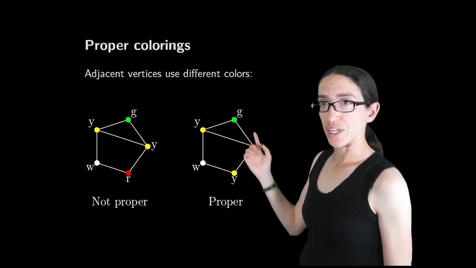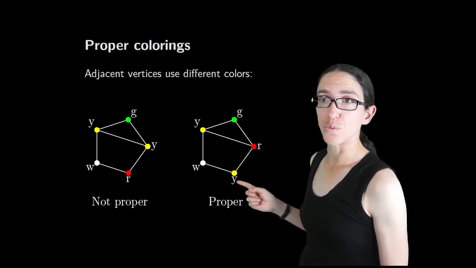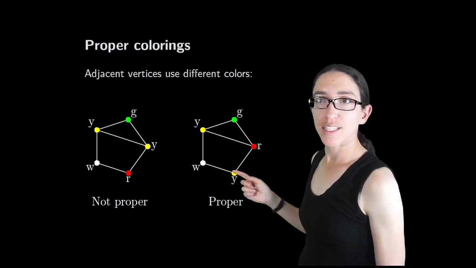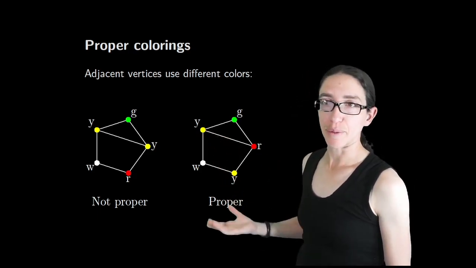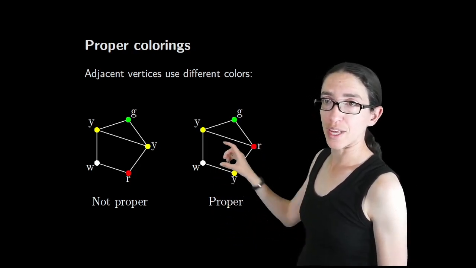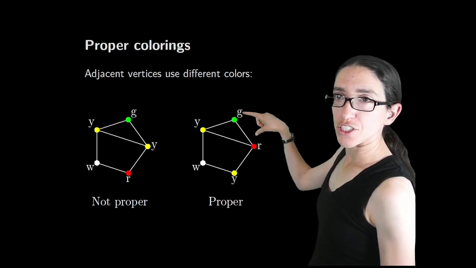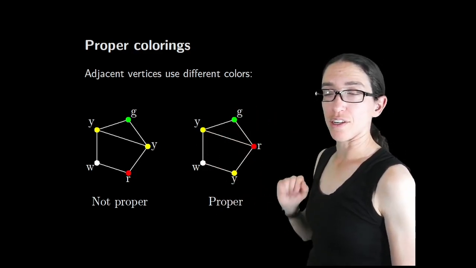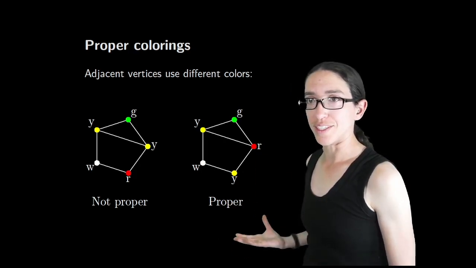We use yellow, green, red, and white in some way, where we can repeat colors, Y and Y, but they're not connected by an edge, so that's okay. So if they're directly connected by an edge, they can't be the same color. But here, every edge is okay. Y and W, W and Y, R and G, and Y and R. So all of those edges have different colors on each end, and so this is a proper coloring.